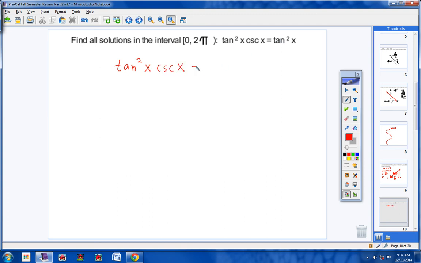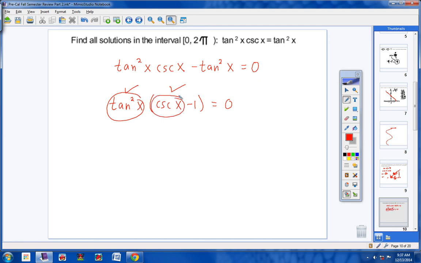Bring this over so you have one side equal to 0. I would always recommend you do that first, just to see if you can factor. And you can. This term here has a tangent squared. This term here has a tangent squared. So if you pull it out, you're left with cosecant x minus 1 equals 0. Look, we have two equations. Two parts, 1, 2, and each part only has one trig function. So we're good. I can take this part, set equal to 0, and solve. I can take this part here, set equal to 0, and solve.